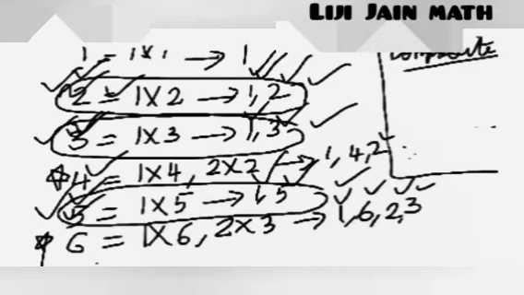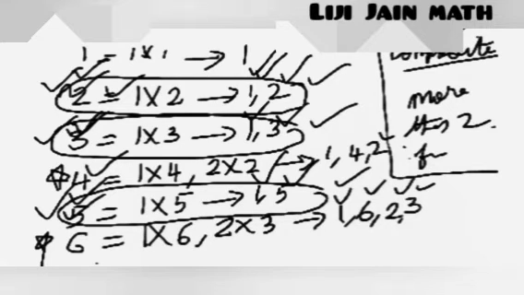What is meant by composite numbers? Numbers having more than 2 factors. More than 2 means they may have 3 factors, 4 factors, 5 factors, 6 factors, 10 factors, 100 factors, whatever it is, no problem. All the numbers which are having more than 2 factors are known as composite numbers.